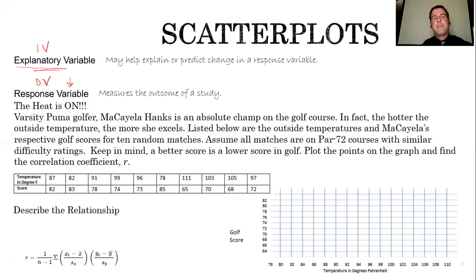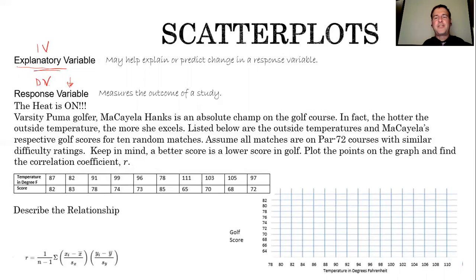I've got Michaela Hanks, who was an absolute champ on the golf course. In fact, kind of a weird situation. The hotter it is, the better she performs, which is super helpful when you live in the state of Arizona. Listed below are outside temperatures of Michaela's respective golf scores for 10 random matches. Assume that all matches are on par 72 courses with similar difficulty ratings. Keep in mind that a better golf score is one that is a lower score.